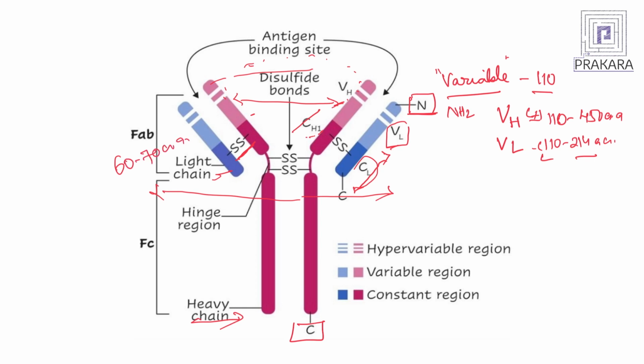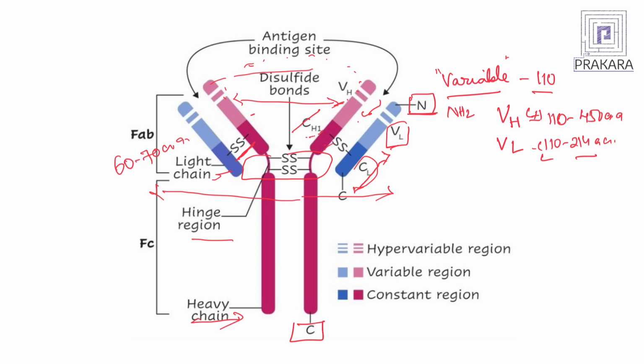Next, each domain of your heavy chain, coming to your variable region, contains 3 to 4 constant regions. Coming to this part, this is your hinge region, which connects the chains. We are getting a Y-shaped structure here.